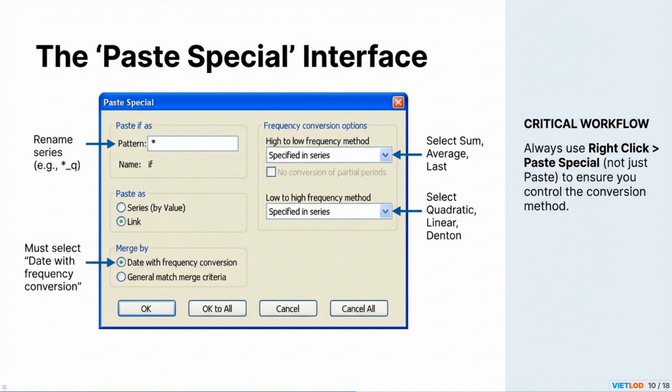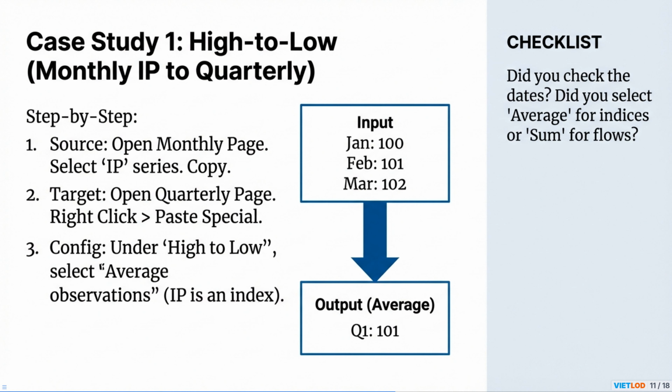The critical workflow in EViews is to always use right-click, paste special, not just a simple paste. This opens the interface that gives you full control. In this dialog, you can rename the new series, for example, by adding a suffix like _Q for quarterly. Crucially, you must select Date with Frequency Conversion under Merge By to activate the conversion options. The Frequency Conversion Options section is where you select your method. For high to low, you'll choose Sum, Average, or Last. For low to high, you'll choose Quadratic, Linear, or Denton.